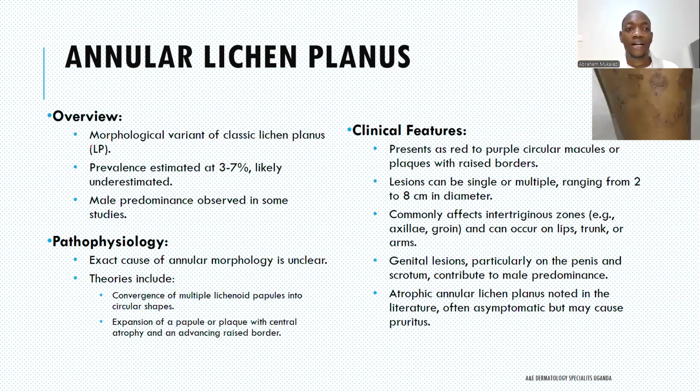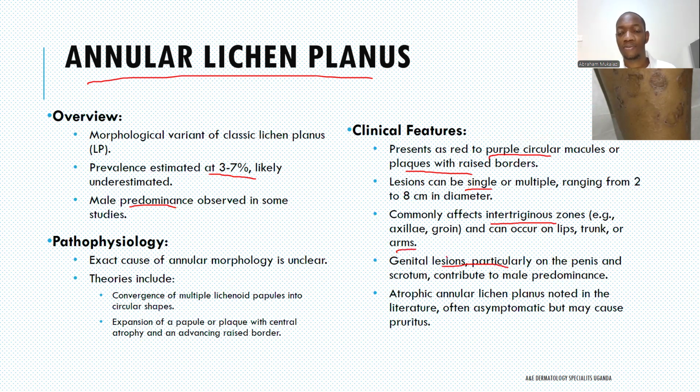Then we can also have what we call annular lichen planus. This is another morphological variant, contributing about 2 to 7% of all cases, more common in men than women. In the clinical picture, someone will have red-purple circular macules and plaques with raised borders. They can have either one lesion or multiple, ranging from about 1 to 8 centimeters in diameter, and it commonly loves the intertriginous areas like the axilla and the groin, but can also occur on the lips, trunk, and the arms.